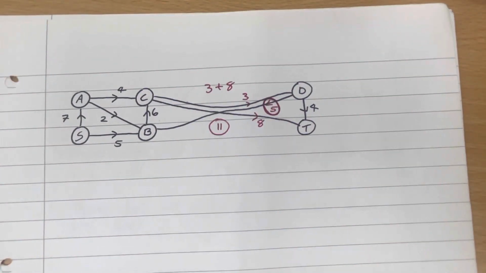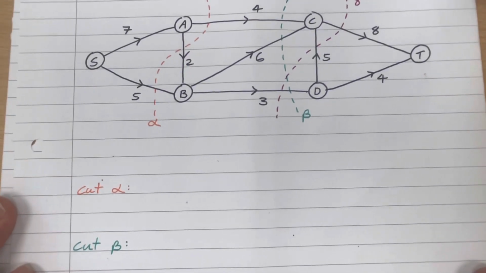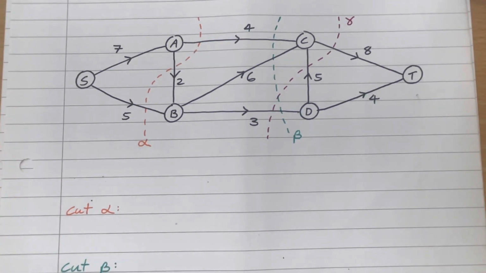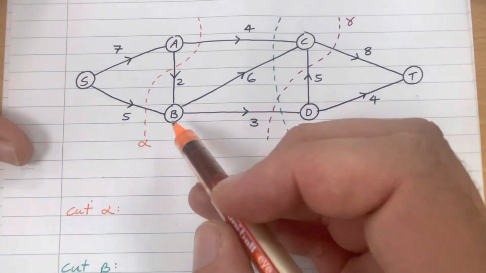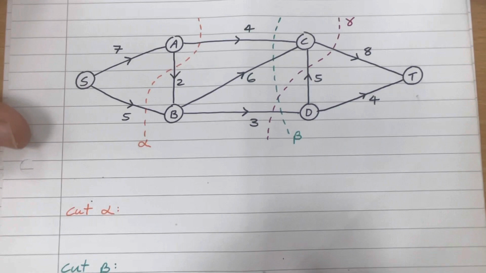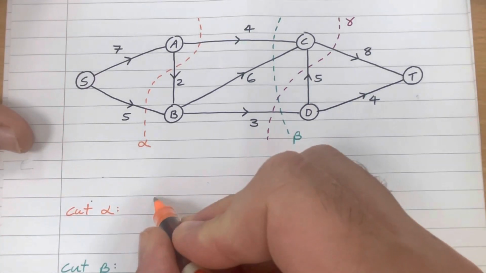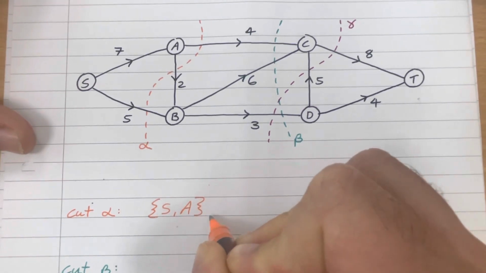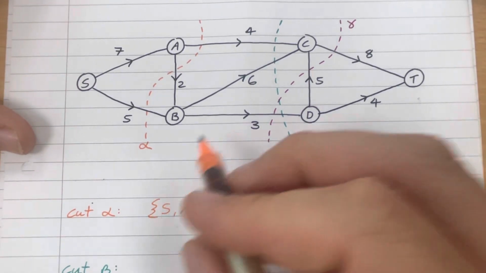So let's have a look at those down here. The way we notate these cuts is we use 2 sets: the set of nodes on the source side and the set of nodes on the sink side. So cut alpha can be denoted as {S, A}, and then the other group would be {B, C, D, T}.